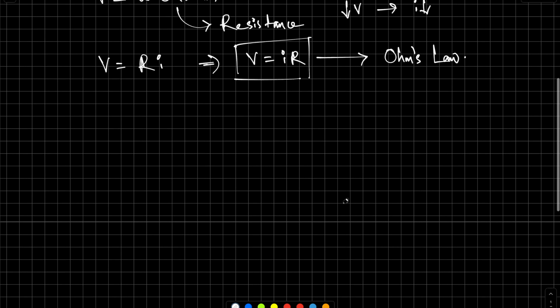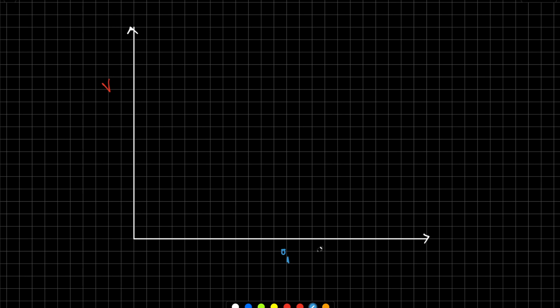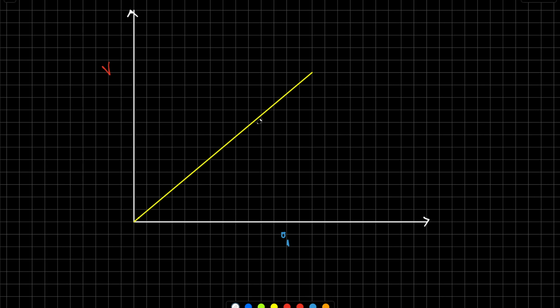If you are plotting a graph with voltage on the y-axis and current on the x-axis, because they are directly proportional, we'll get a straight line with positive slope. Okay, how do you find the slope? This is the equation: slope M equals y2 minus y1 over x2 minus x1. Select 2 points, subtract the y coordinates and subtract the x coordinates. That will give you the slope.